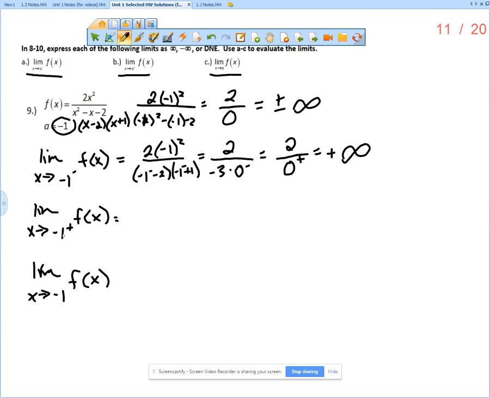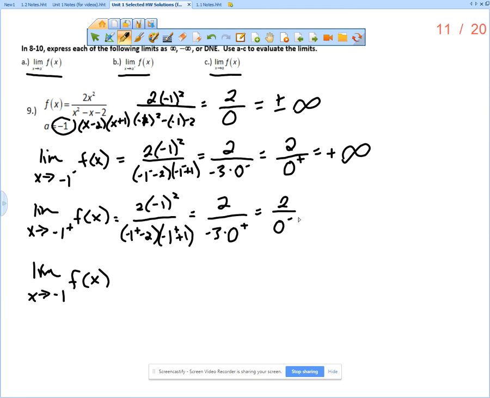Now, in the same way, we can plug in negative 1 from the right. Of course, the numerator approaches 2. Denominator, negative 1 from the right minus 2 times negative 1 from the right plus 1. Negative 1 from the right minus 2 is like negative 1 minus 2. We're still approaching negative 3. It doesn't matter if it's from the left or from the right because all the numbers close to negative 3 on the left and the right are negative. Now, negative 1 from the right plus 1. What's the number to the right of negative 1? How about 0? 0 plus 1 is positive, so we're approaching 0 from the positives. And so 2 divided by negative 3 times 0 from the positives. A negative times a positive is a negative, so we're approaching 0 from the negatives, which means we're approaching negative infinity.